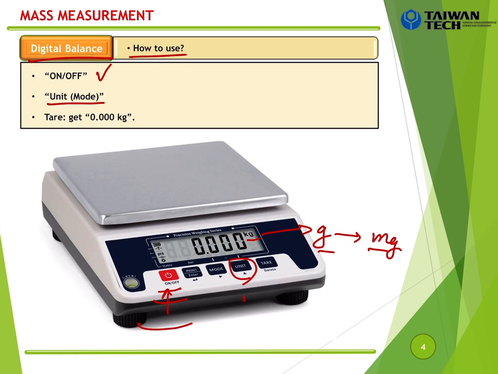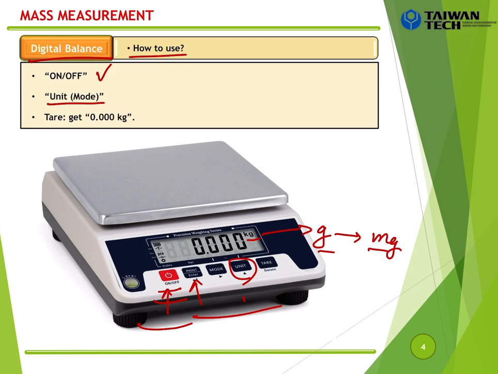Okay. And you can see from here, some balances can connect with a printer, and you also can print the result. But in the lab, we don't have the printer because you need to record everything by yourselves. Okay. When you work in a company, it may provide the printer, and when you make the measurement, you can print the result to make the report.